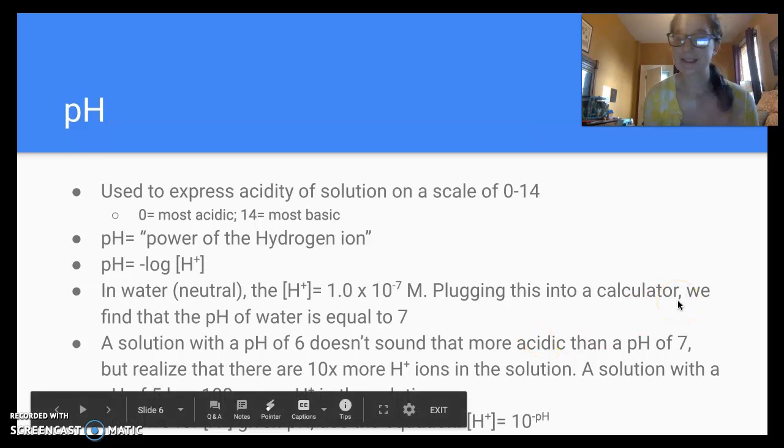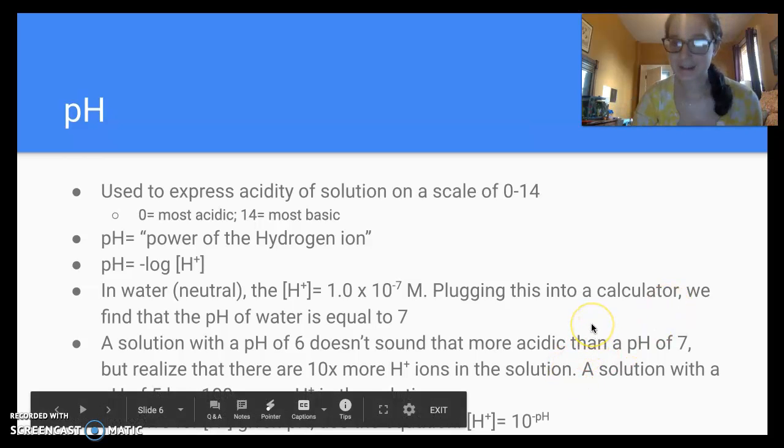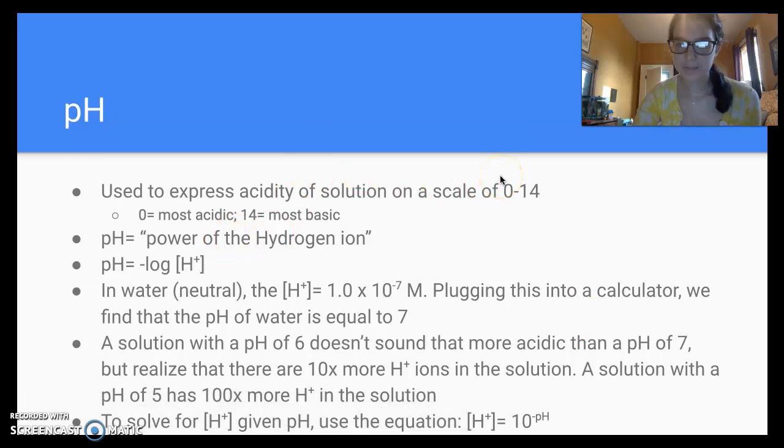A solution with a pH of 6 doesn't sound that much more acidic than a pH of 7, but in reality, since we're talking about a logarithmic scale here, it has 10 times more H+ ions in the solution than one with a pH of 7. A solution with a pH of 5 has 100 times more H+ in the solution compared to a solution with a pH of 7. So it is logarithmic. It's not just a change of 1. It's a change of 10 times for every 1 because of the logarithmic scale.